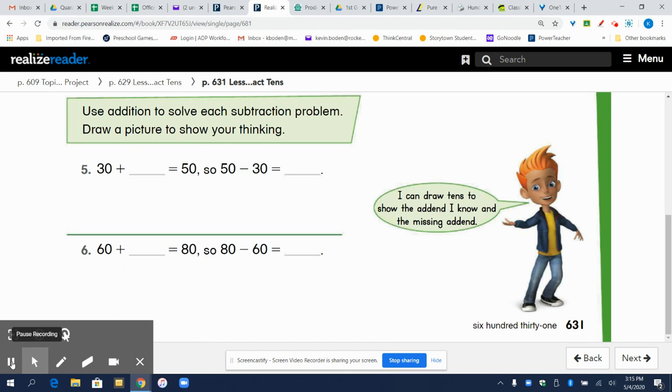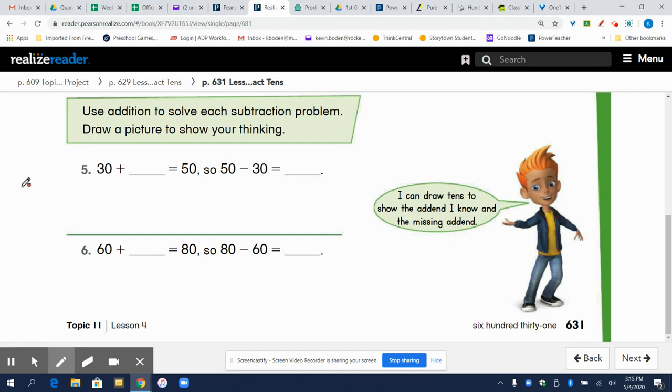Ain't nobody got time for that. Well, you better make some time for that because we're doing number 5 together and you're going to do number 6 all by yourself. So pay attention. That way you know what the steps are to get this problem right. Number 5 starts with 30, but I'm going to read the directions real fast. I didn't read them up above. It says use addition to solve each subtraction problem. Draw a picture to show your thinking.